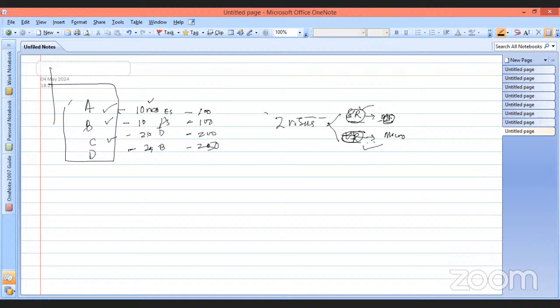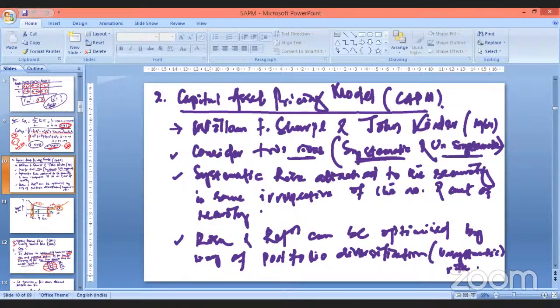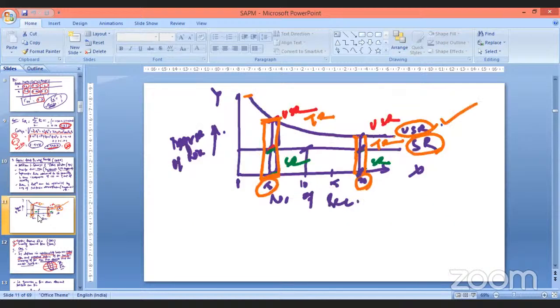Are you getting it right now? Is it clear? So this is the third part. That means the risk attached to the security is the same irrespective of the number and amount of security. So here, risk and return can be optimized by way of portfolio diversification, that means by managing the unsystematic risk only. So how are we managing this?